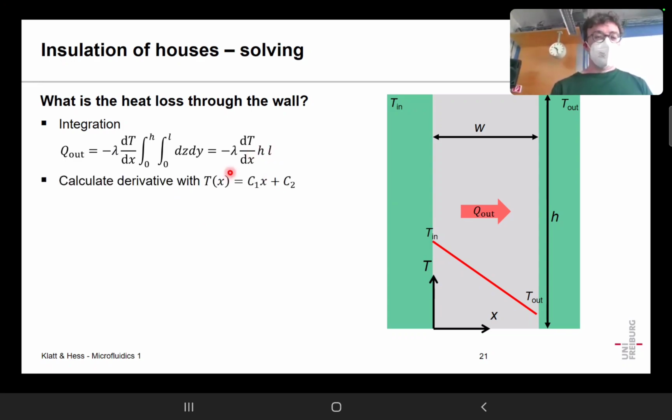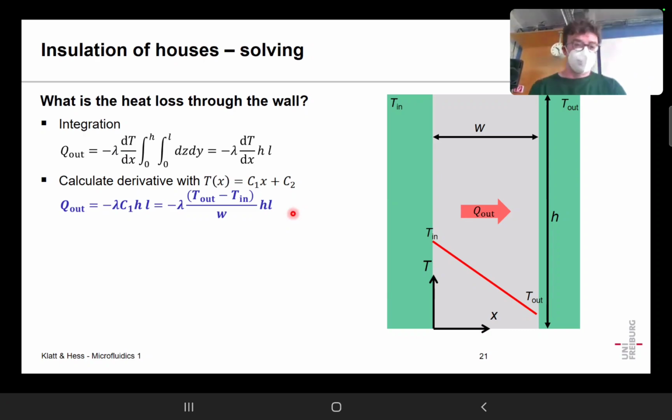And what we now still have to do is to calculate the derivative of the temperature. We know it's linear, so if you derive it once, you end up with C1. And so that's the final result that we get for the heat flow through our wall. So you have minus lambda times the first constant times h times L.